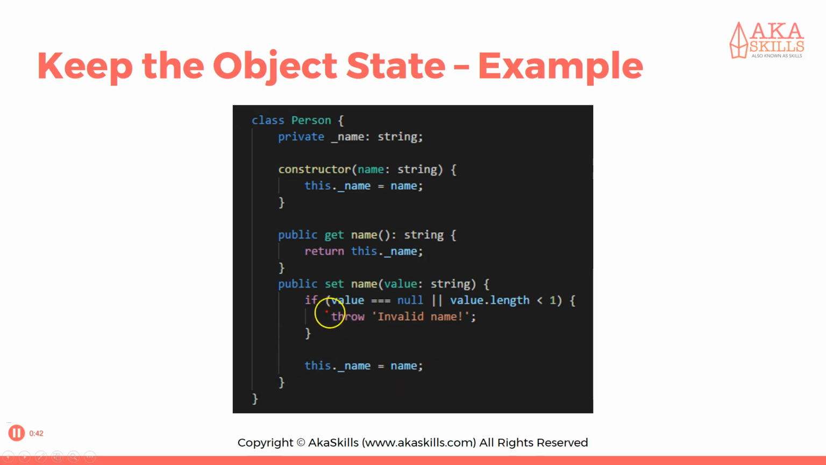Before I set my value, what am I doing? Well, I'm saying if value is equal to null or value.length is less than 1, then just throw an exception. And that's something that you should do in each of your set properties. That's the point of the properties, to allow you to add some extra code and to validate it in an easier way.